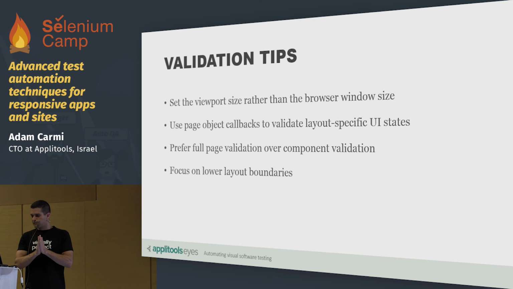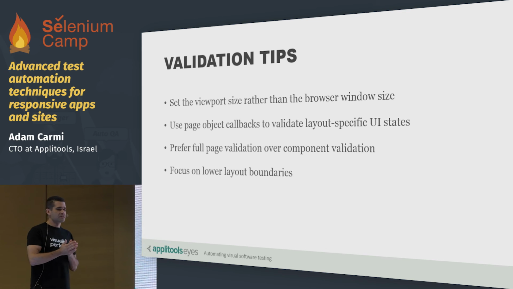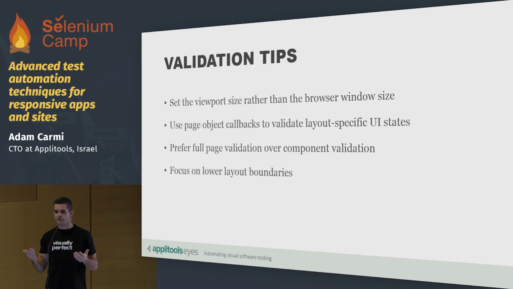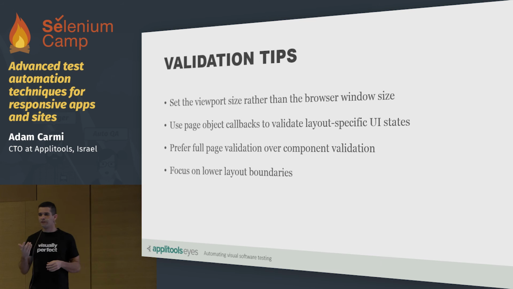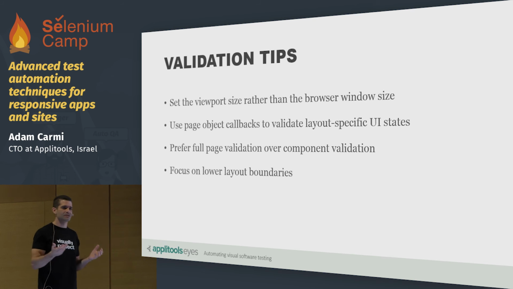The third tip suggests that you should prefer full-page validations over component validations. There are two reasons for that. The first is that if you do full-page validations, you get more coverage. Of course, if you just check a single element, then everything around it is not covered, right? So you lose coverage. There could be bugs there. But the second reason, which is a bit counterintuitive, is that if you check the entire window, you basically have less maintenance and less work to do.